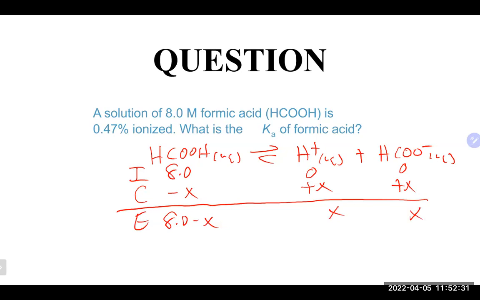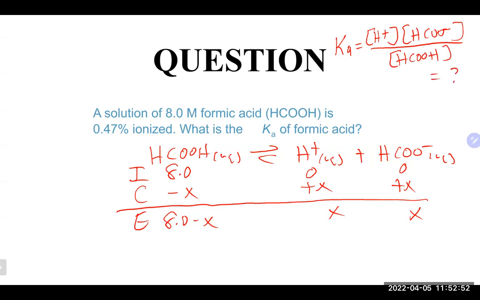Now, normally we would go into our Ka expression at this point, which happens to be, in this case, the concentration of H plus times the formate divided by the formic acid there. But obviously, we don't know what that is at this point. So we could put in our values, which would give us X squared divided by 8 minus X is equal to, I'm not sure.